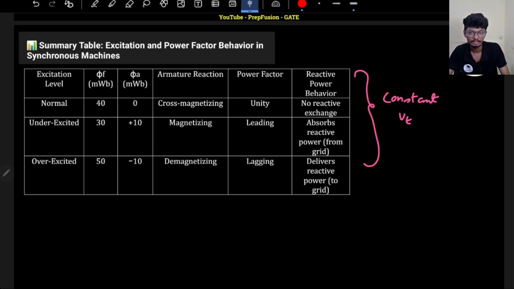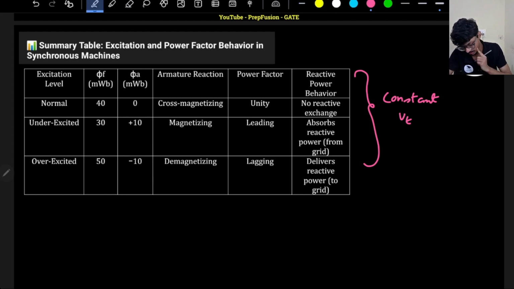Now the same thing I can say for the other way around. What is the other way around? It is that if my flux is constant and power factor is constant.